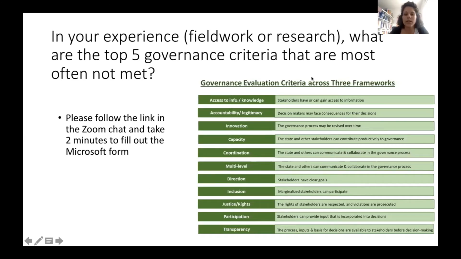So I'm gonna share here in the chat the link to the Microsoft form. Can you see it? The link? Yes. Okay. Thank you. So please go ahead and fill out that form, and then at the end of the presentation, we are gonna compare your results with our own results, just for fun. Obviously, it's not an exhaustive inquiry, but if you can, please take 2 minutes while I actually get to do the breakout rooms.